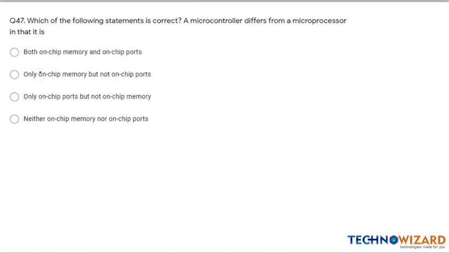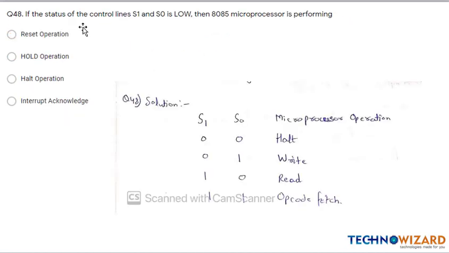Question number 47. How does a microcontroller differ from a microprocessor, which of the following is correct? A microcontroller has both on-chip memory and on-chip ports. But a microprocessor does not have any memory. Therefore option A is the correct answer.